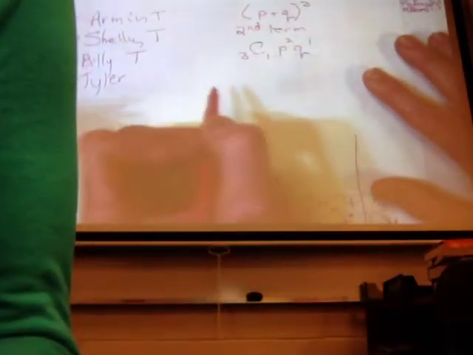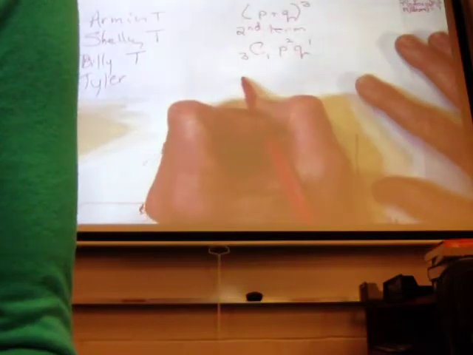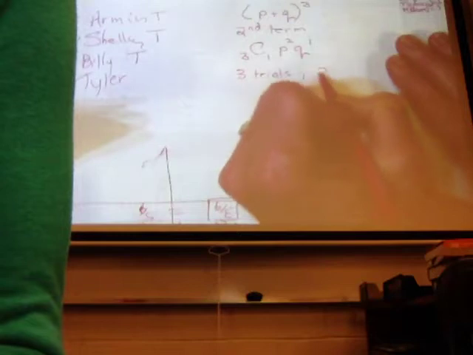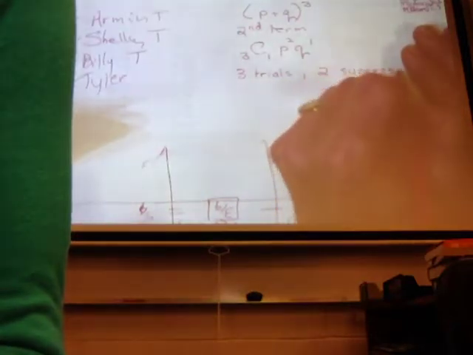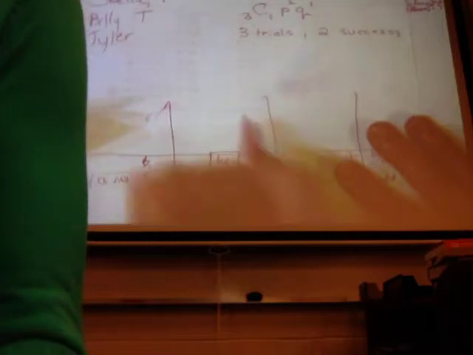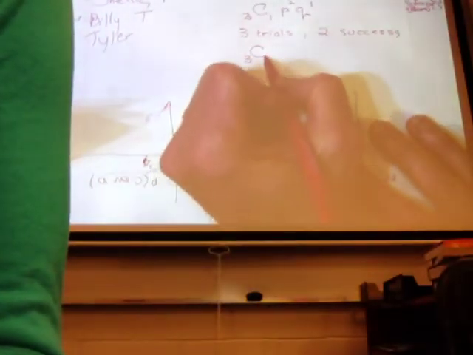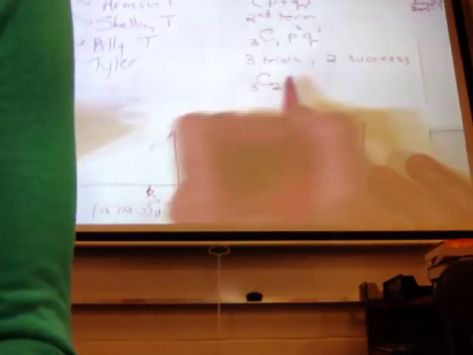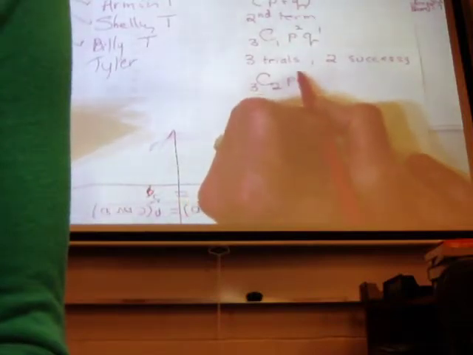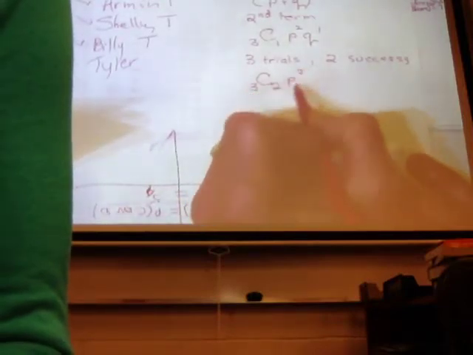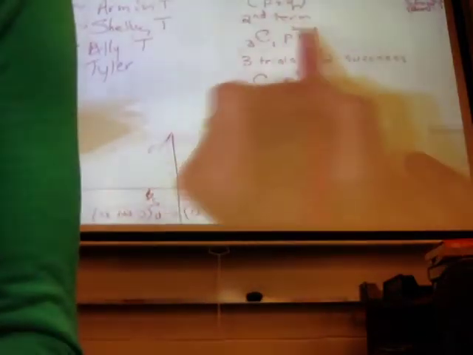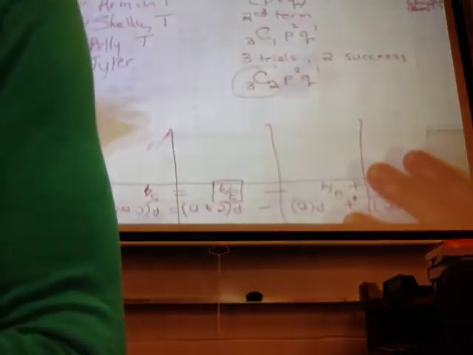Now let's go to the fact that I want 3 trials, 2 successes. Now how am I going to set that up? It would be 3 trials, and what would I put here? 2, because this always represents successes. And then this would have been P to the second, and this would have been Q to the first. So everything kind of stays the same except for this, right?